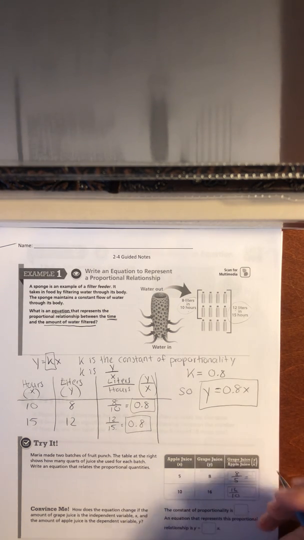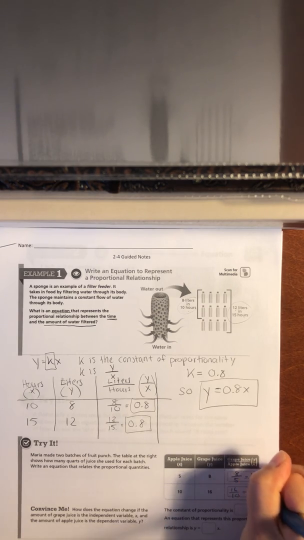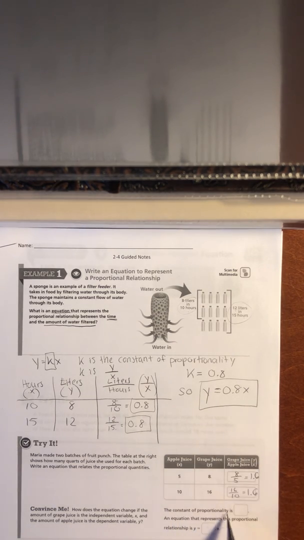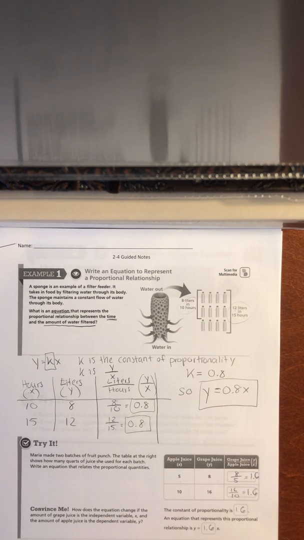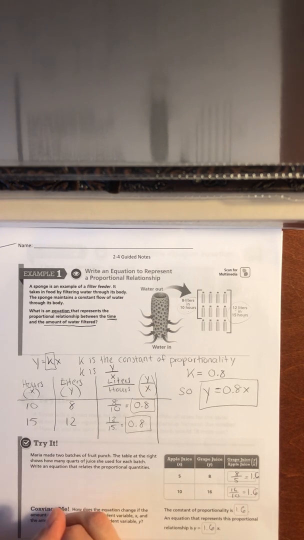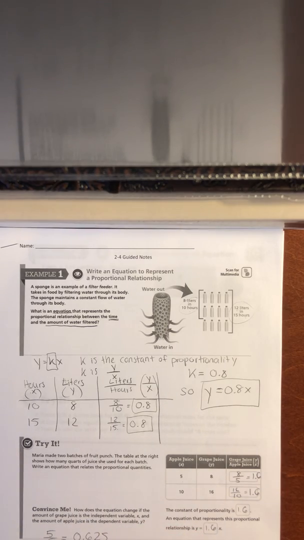If you divide these out, you're going to get 1.6, and you're going to get 1.6. So that's good because we have equivalent ratios. So the constant of proportionality is 1.6. And an equation that represents this proportional relationship is y equals 1.6x. Okay, the convince me says, how does the equation change if the amount of grape juice is the independent variable, x, and the amount of apple juice is the dependent variable, y? So basically, we're flipping these right now. And so instead of doing 8 over 5, we would do 5 over 8, which equals 0.625. Same thing for the other one. So the equation would be y equals 0.625x. So that's how it will be different.